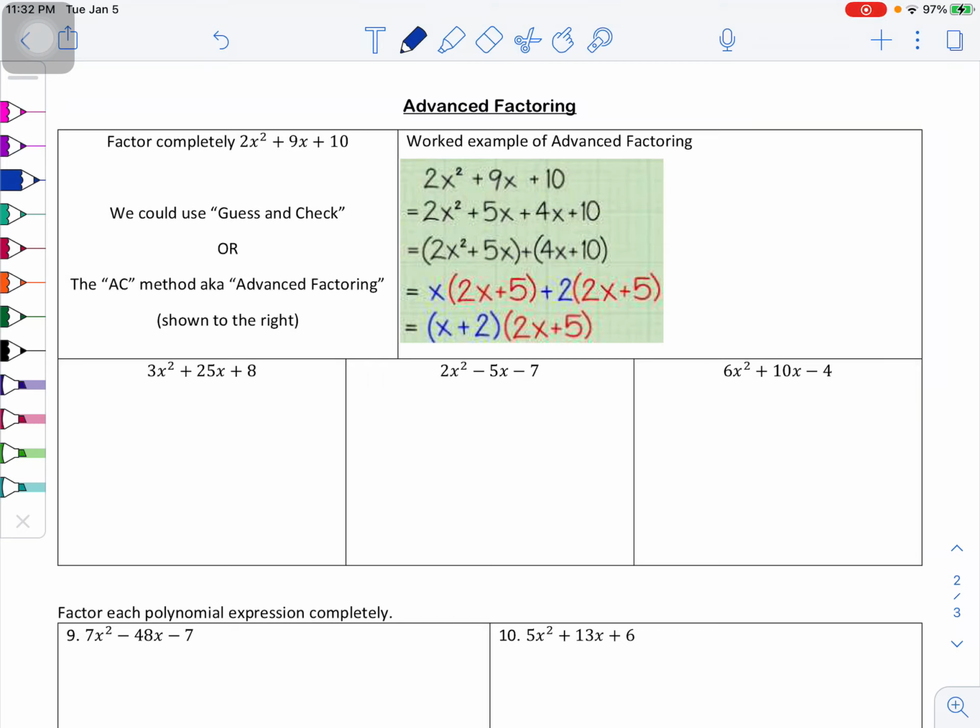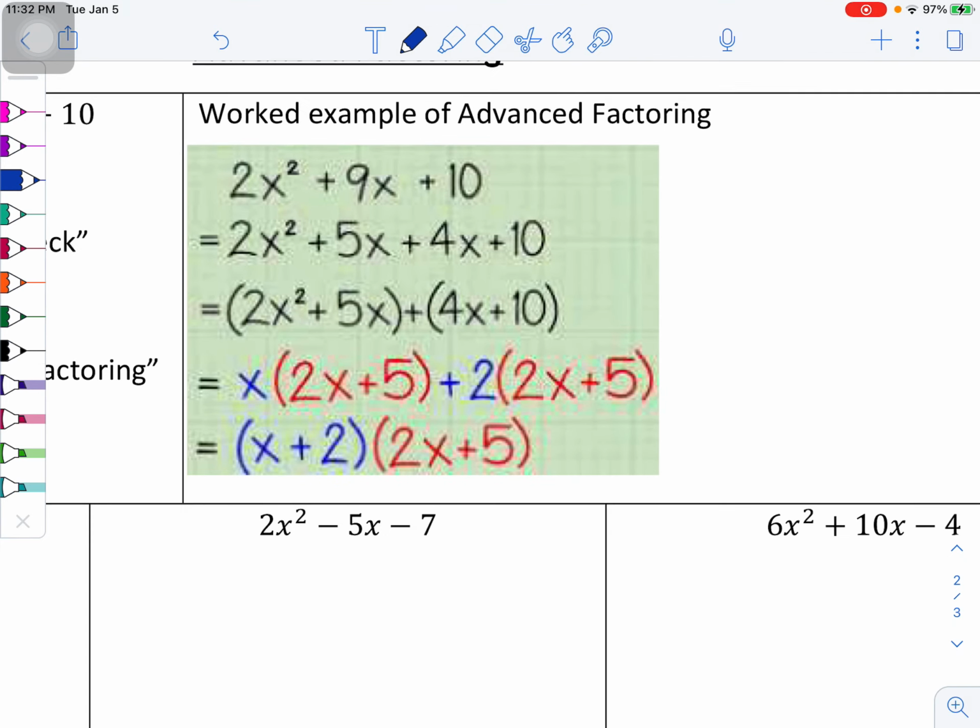All right, we're going to talk about advanced factoring in this video. I know we've done it at the beginning of the semester, but we want to go over it because we're going to need it pretty heavily for this unit. And I do want to talk a little bit about the worked example because there are some numbers that pop up here that you might be going, where did they come from?